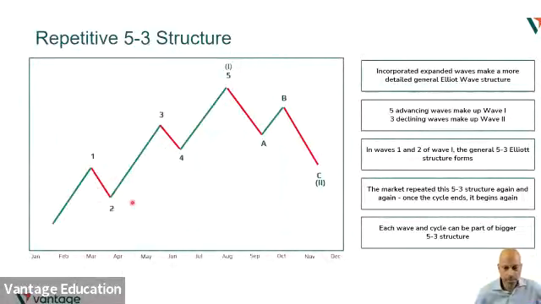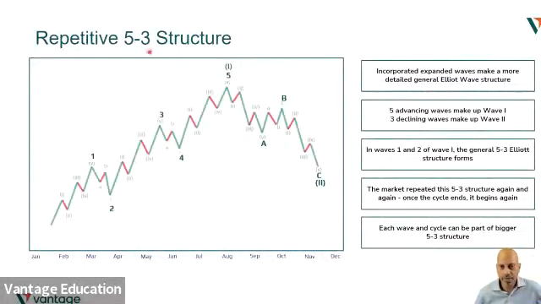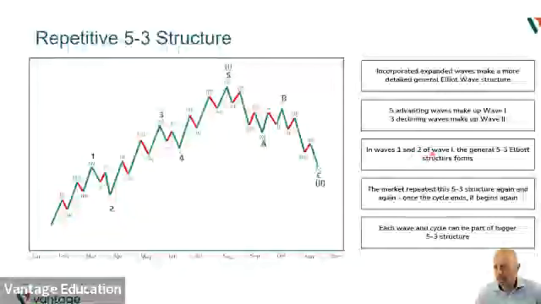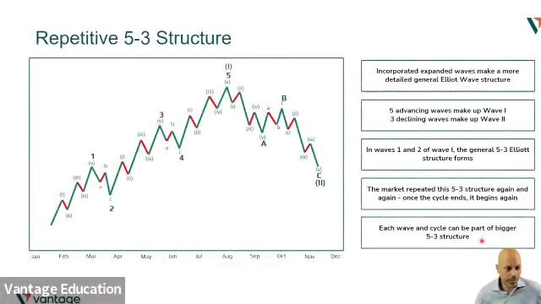And that's why you can see this repetitive 5-3 structure, or the 8-wave structure, repeat itself within wave 1 or 2, right? So you have 5 advancing waves that make up wave 1, 3 declining waves that make up wave 2. Then in waves 1 and 2 of wave 1, the general 5-3 Elliott structure forms. The market repeats this 5-3 structure again and again until the cycle begins. So each wave and cycle can be part of a bigger 5-3 structure, right?